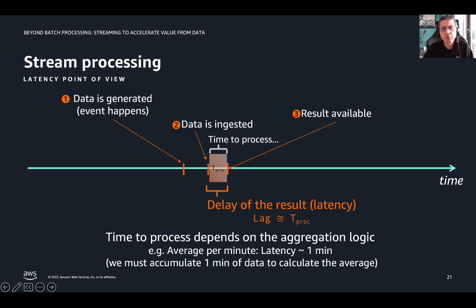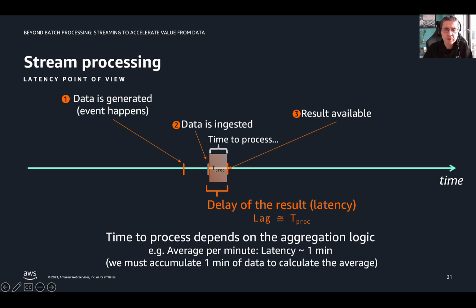When processing data continuously, things are slightly different. We still have a time between the event being generated and the event being ingested, time 1 to time 2, and this is probably the same as in the previous case. But now processing starts almost immediately, and in this case latency depends only on the time it takes to process the data. And in this case our constraints and trade-offs are slightly different.